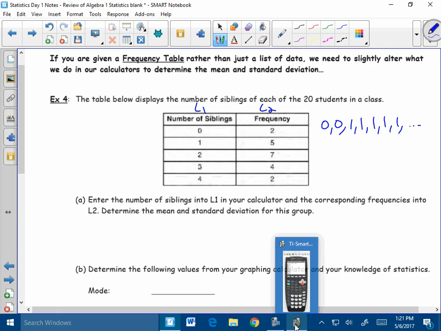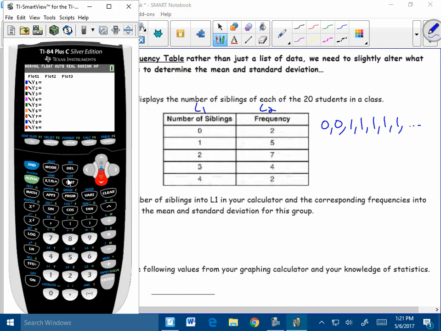Okay. So, let me pull up the calculator again. So I'm going to go back to Stat, Edit. Okay, I'm going to clear out my numbers, maybe, if I can figure out how to do that.